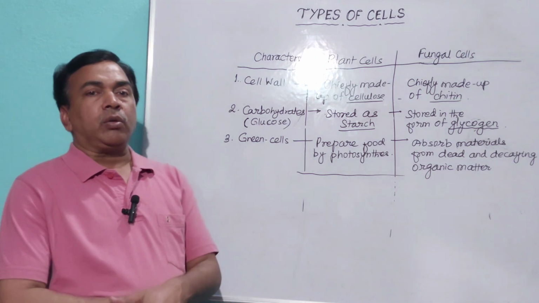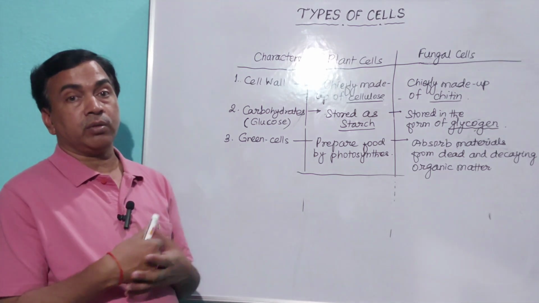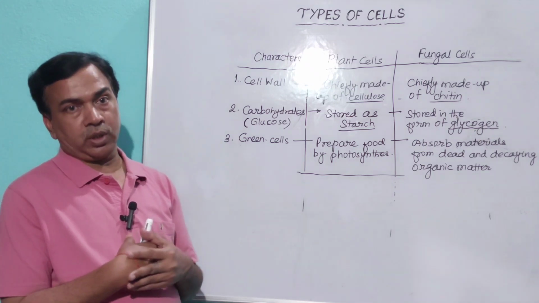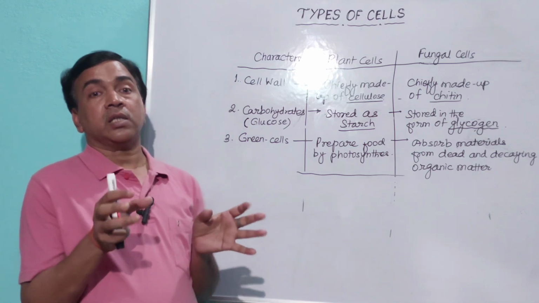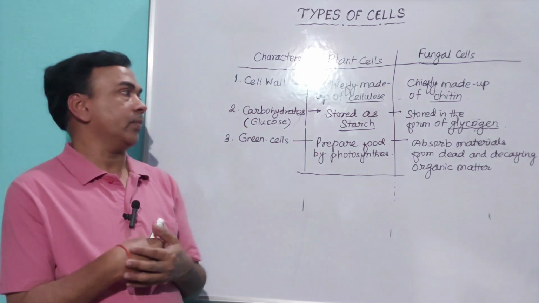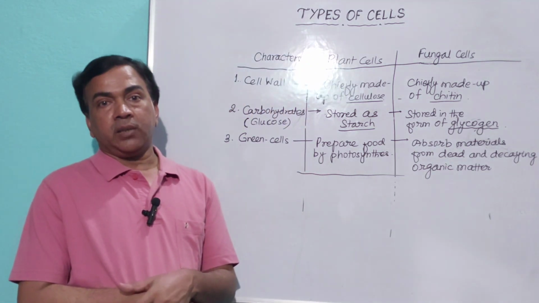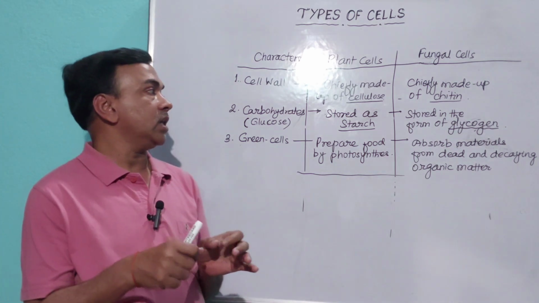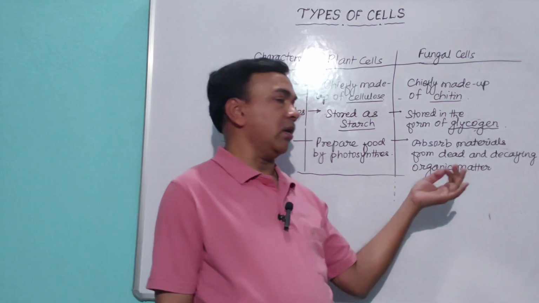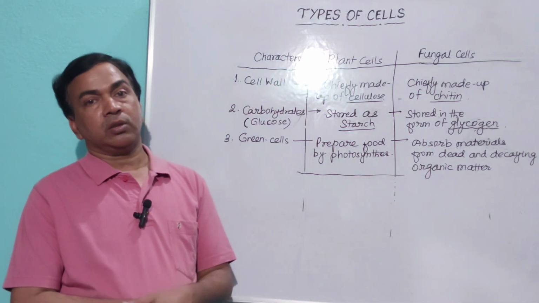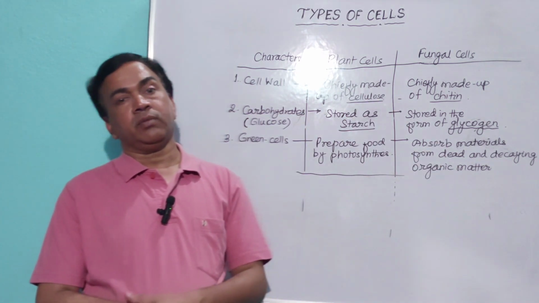Plant cells which are green have chloroplast, and they synthesize their food by the process of photosynthesis. This food is distributed to other cells of the plants which are non-green. But fungi are saprophytes, hence the fungal cells absorb materials from dead and decaying organic matter. So these are the basic differences between plant cells and fungal cells.